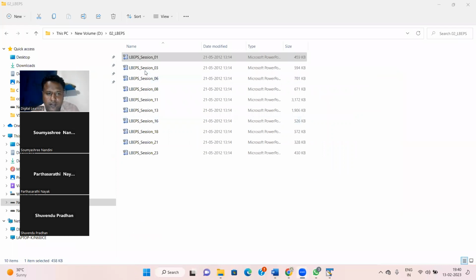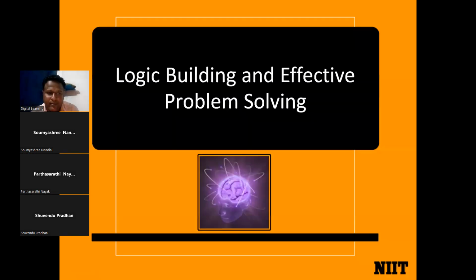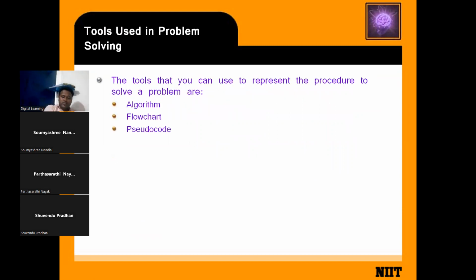Okay, so now the most interesting part we have to cover. The tools you can use to represent the procedure to solve a problem. In a similar way, when you want to represent your logic, we are using three problem solving tools: algorithm, flowchart, and pseudocode. These are the three problem solving tools that we use to represent the programming logic.